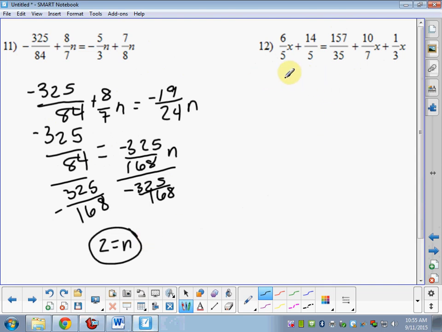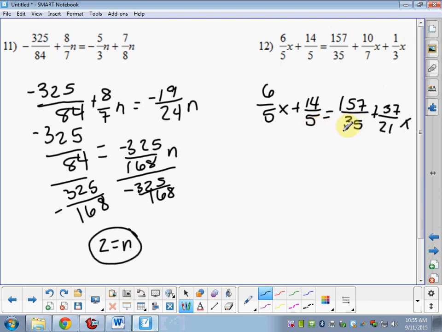For number 12, again, math is consistent. We're just going to use our same steps we would, and we just are happening to deal with fractions right now. So I'm going to combine my two x's on this side. The 157/35 comes along for the ride. When I combine the 10/7 x and the 1/3 x, I get 37/21 x's.